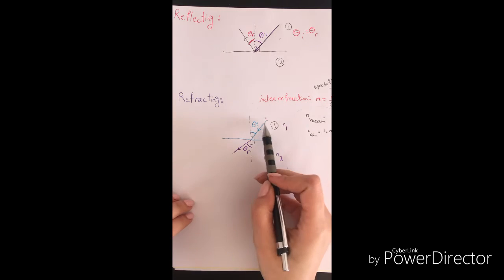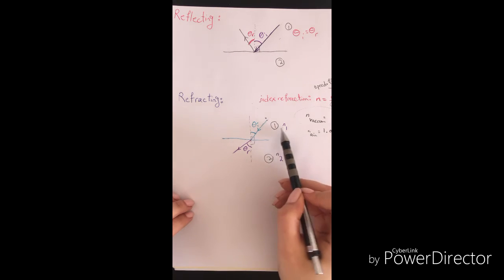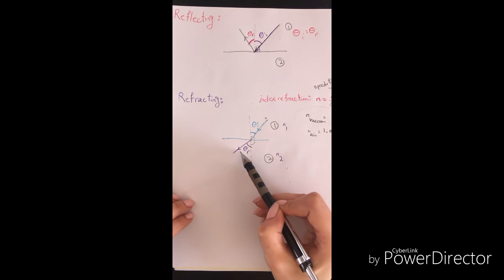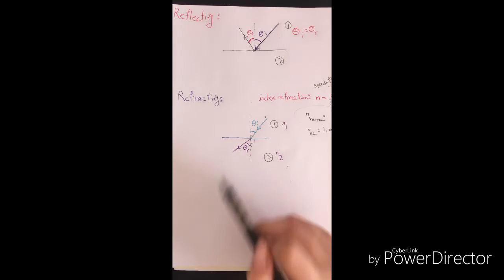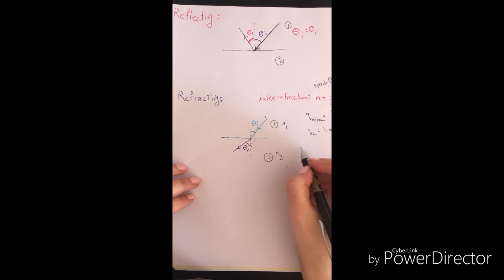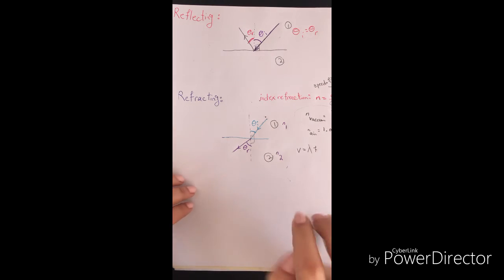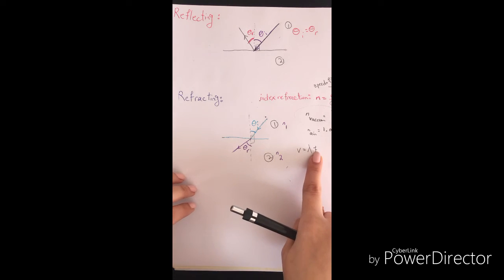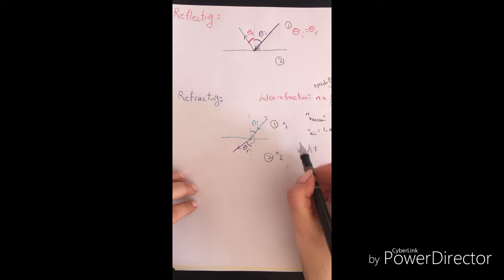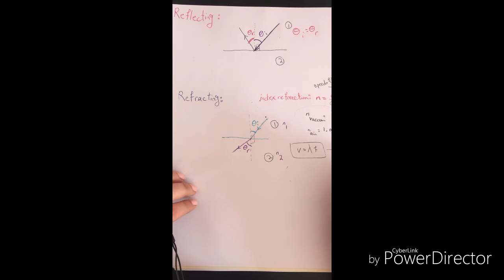For finding V, V is the velocity of the ray. For this one, for n1, the velocity of this ray. For this portion, for n2, we should find the velocity of the refracting ray. The velocity is wavelength times frequency. So we should have the wavelength and frequency of the light to find V, and then we plug into n equals C over V, and then we can find V.